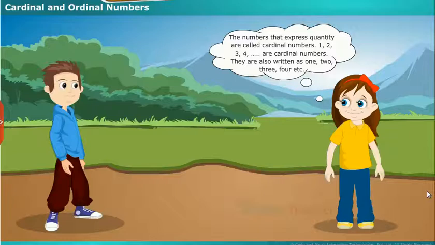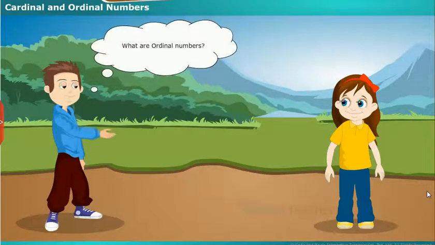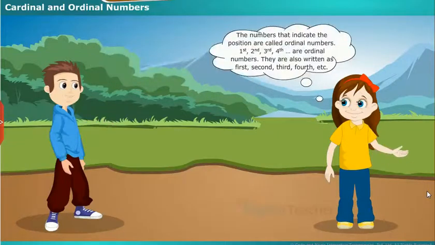THREE, 3, FOUR, 4, etc. What are ordinal numbers? The numbers that indicate the position are called ordinal numbers. First, second, third, fourth and so on are ordinal numbers. They are also written as FIRST, first, SECOND, second, THIRD, third, FOURTH, fourth, etc.